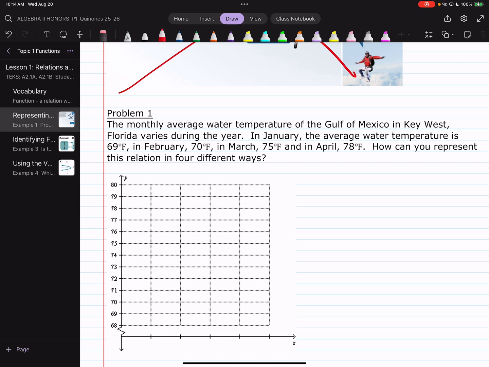keeping up with temperature. Right? Let's say for a moment we are tracking the monthly average water temperature in the Gulf of Mexico. In January, the water temperature is 69 degrees. In February, 70, March, 75, April, 78. How can we represent this?